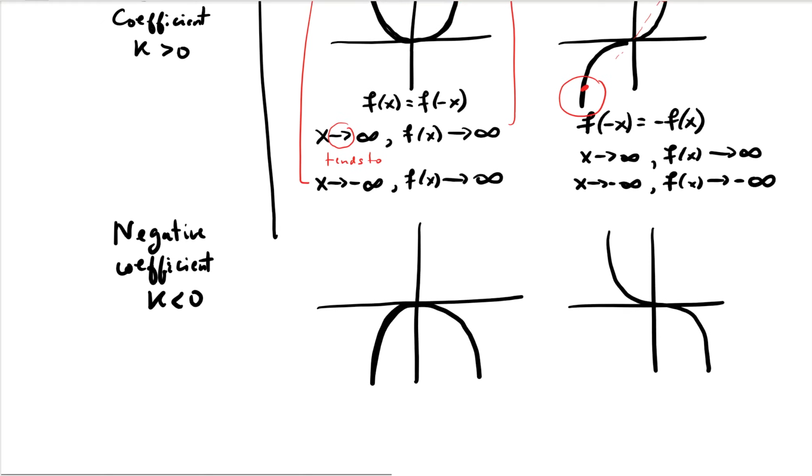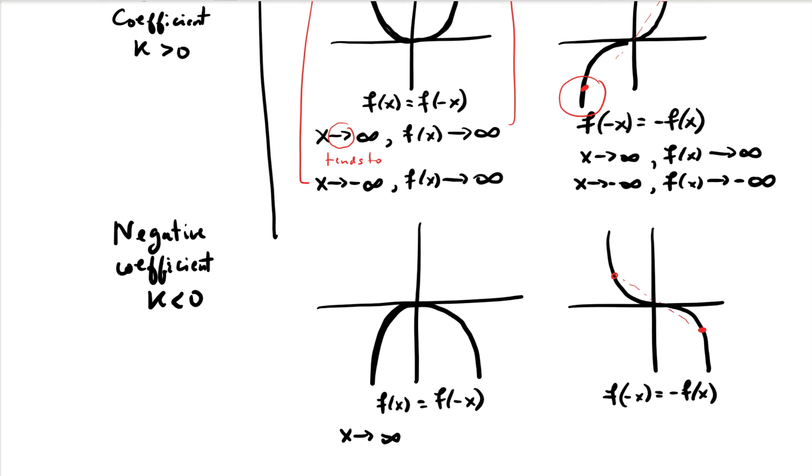Again, you've got f of x equals f of minus x, because it's symmetrical about the y-axis. Here you've got f of minus x equals minus f of x, because once again, it's symmetrical about the origin. So if you've got a point here, if you reflect it about the origin, it's going to end up there on the curve as well.